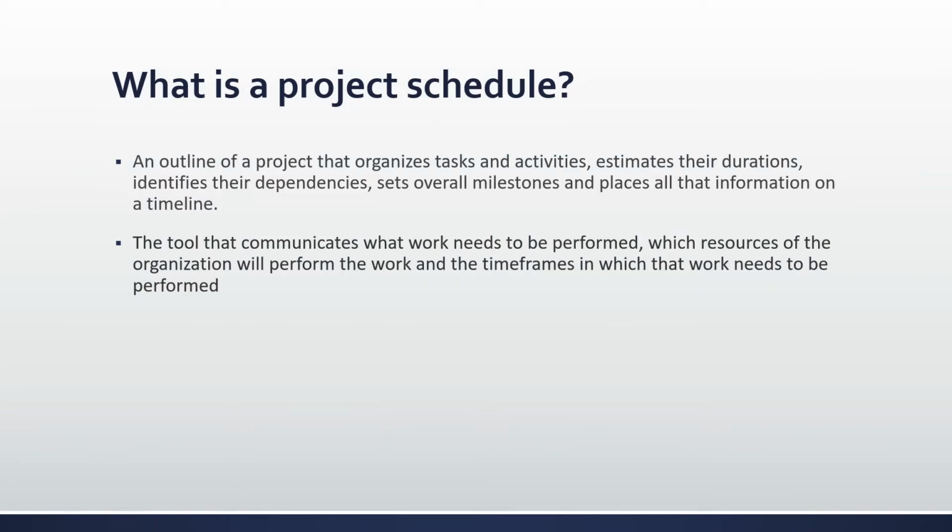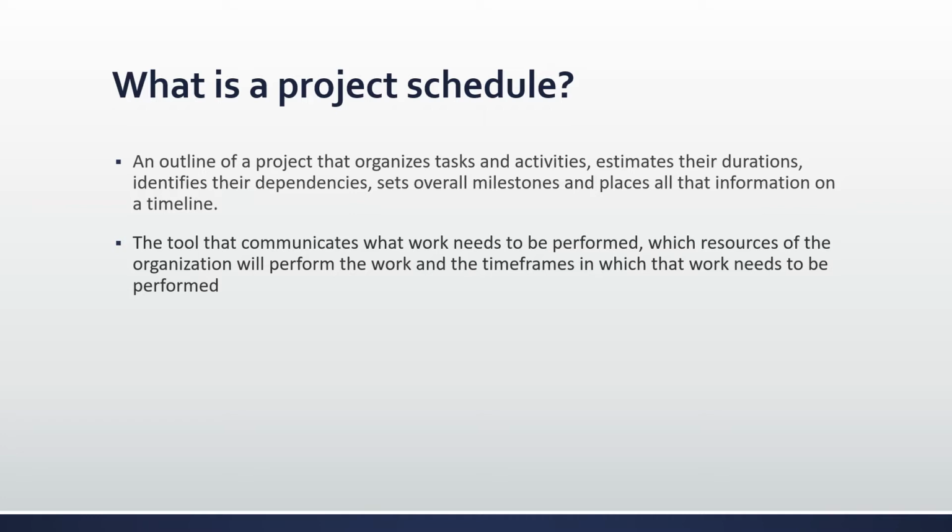So in order to discuss project scheduling management, we first need to define what a project schedule is so we know what we're managing. A project schedule is an outline of a project that organizes tasks and activities, estimates their duration, identifies their dependencies, sets overall milestones, and places all the information on a timeline. It also defines the resources needed to complete these tasks.